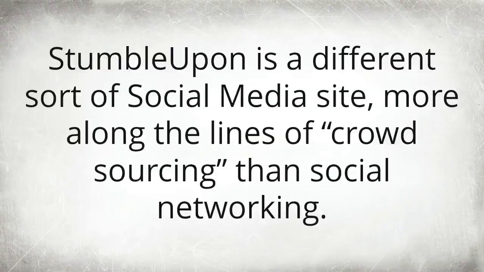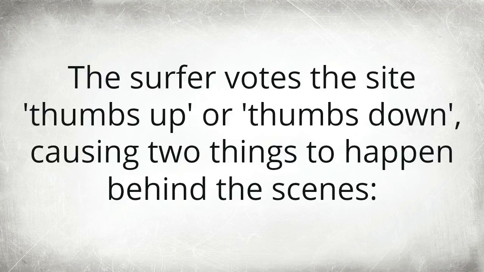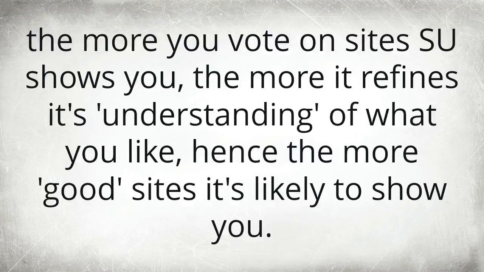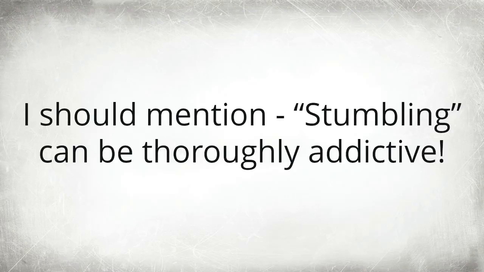StumbleUpon. StumbleUpon is a different sort of social media site, more along the lines of crowdsourcing than social networking. The basic premise is that sites are submitted to StumbleUpon by surfers. They also view sites by clicking on the SU button, which then sends them to a site. The surfer votes the site thumbs up or thumbs down, causing two things to happen behind the scenes. The more you vote on sites that SU shows you, the more it refines its "understanding" of what you like, hence the more good sites it is likely to show you. Secondly, the more a site is voted up by surfers, the stronger its weighting, and the more it will be shown to others.